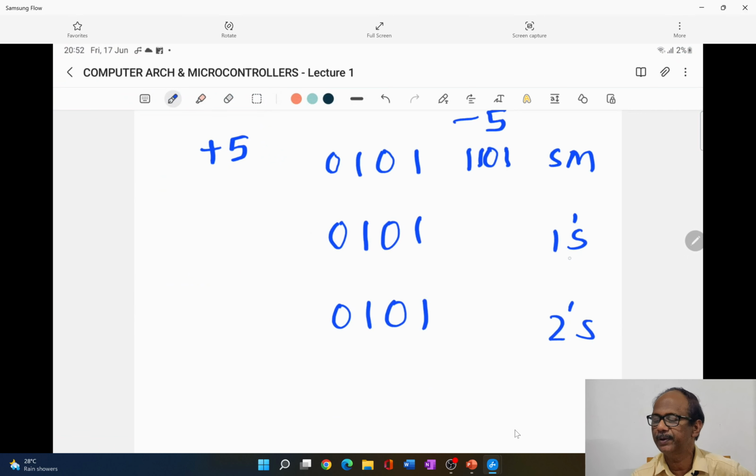If it is 1's complement representation for minus 5, just take 1's complement of the corresponding positive number. So 0, 1, 0, 1, take 1's complement, 1, 0, 1, 0. If you want to represent minus 5 in 2's complement notation, you need to take 2's complement of the corresponding positive number. So 0, 1, 0, 1 is the representation for positive 5. Go for the 2's complement. We have 1's complement as 1, 0, 1, 0. 2's complement is obtained by adding 1 to it. So it will be 1, 0, 1, 1. So this is how negative numbers are represented.